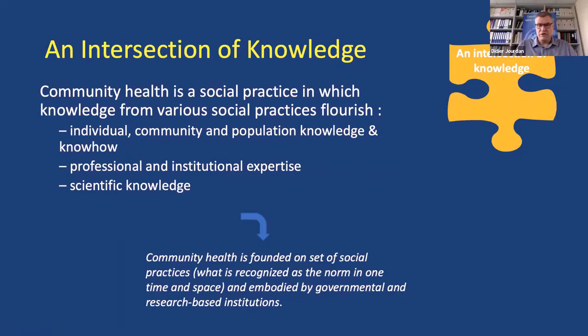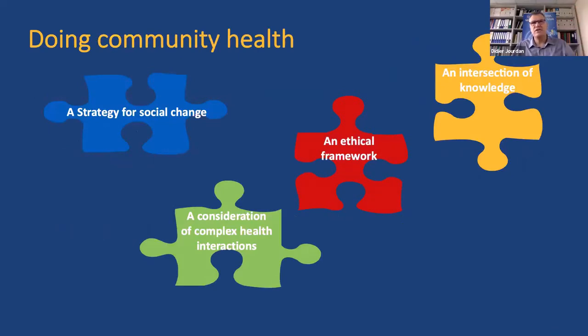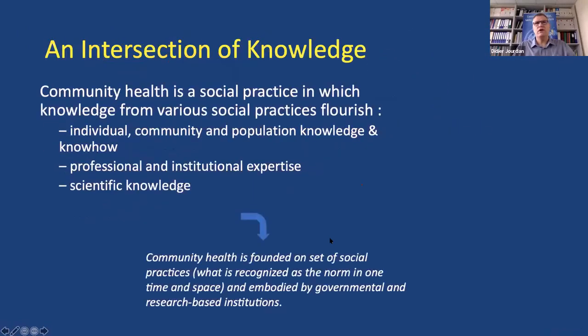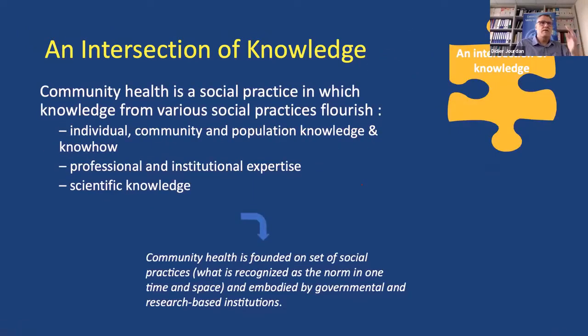You remember, first, strategy for social change, then ethical framework. Now we move to the question of the intersection of knowledge. Because what is specific to community health is that it is a social practice in which knowledge from various social practices flourish. This is the knowledge of the people, the knowledge of the community, the knowledge of the population, the know-how, because everybody has to organize his life and to protect his health in the different contexts. This is also the knowledge of the professional, the institutional experts, and the scientific knowledge.